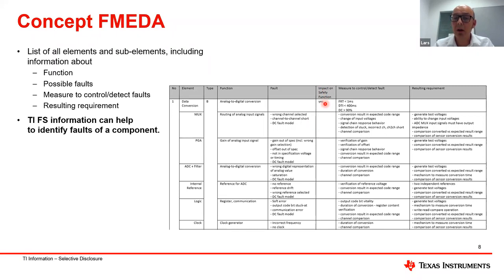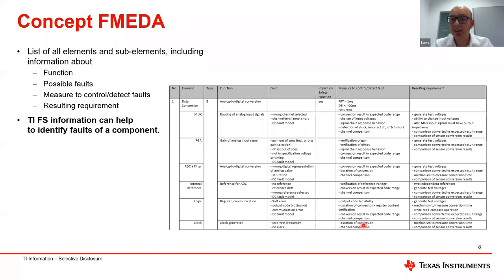So if the AD converter breaks, you cannot make sure that the output is really what the input is. And then we need to add a measure to control or detect the fault. At the end, for example, for the clock generator, right? It generates the clock. It has an incorrect frequency or no clock. This could be a fault.